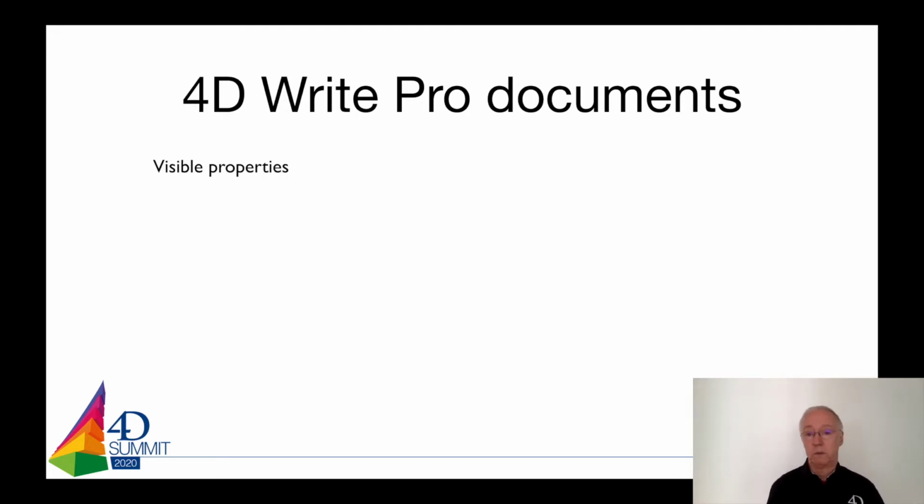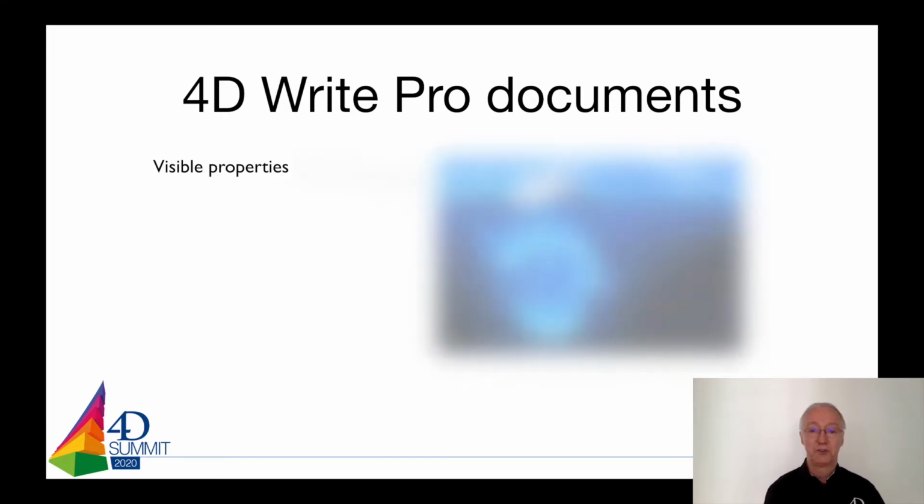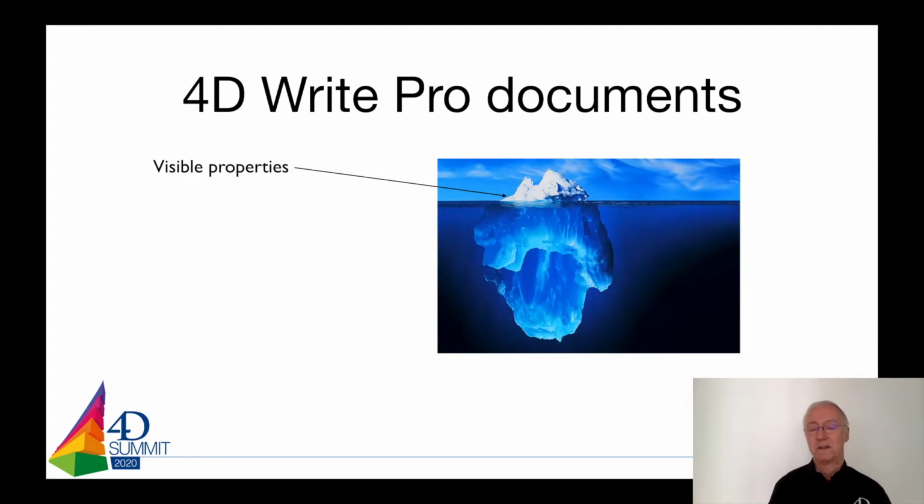As always, all objects have properties. Some of them are visible, but not all of them. Only a few properties are visible. Most properties and content of FolioWrite Pro documents are invisible, and they have to be manipulated with the language dedicated to these documents.